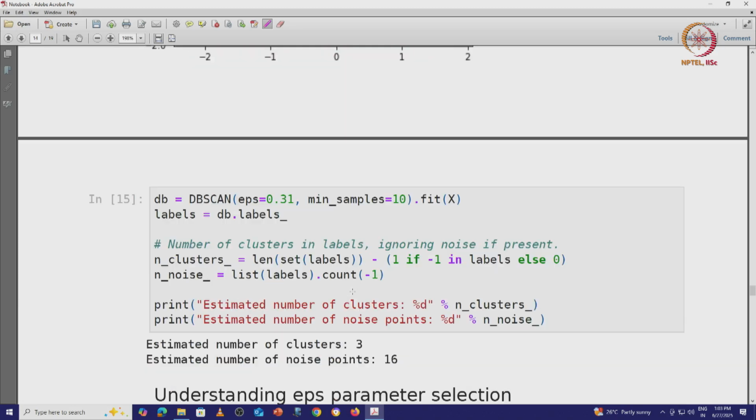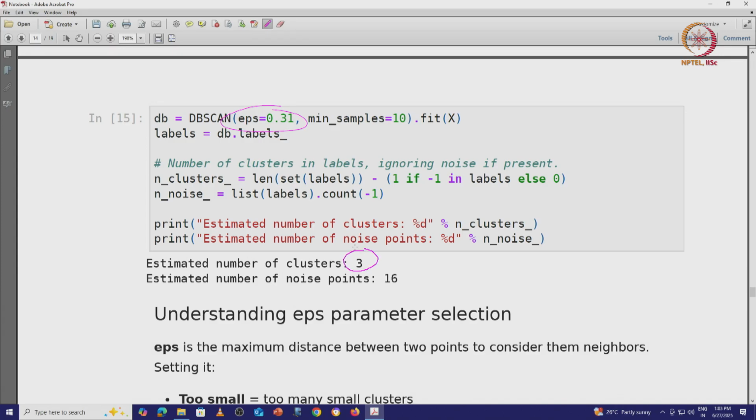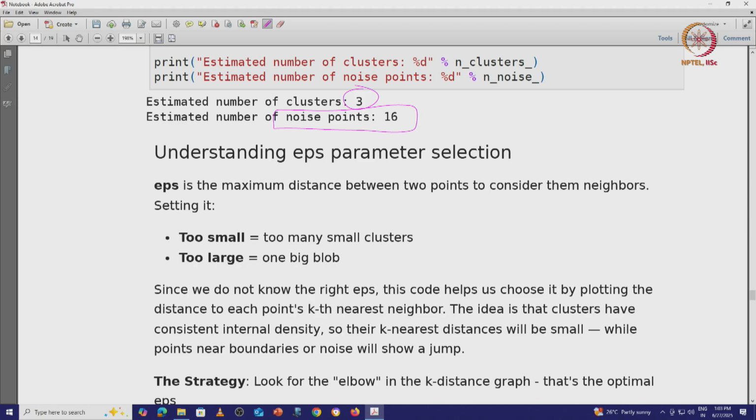So let's see. So here we have chosen the epsilon equal to 0.31. Again, you can make the kind of elbow plot that we did with the k nearest neighbors, and then see if that helps you. And here it is able to estimate 3 clusters, and of course there are some noise points here as well. Okay, so to recollect, epsilon is the maximum distance between 2 points to consider them as neighbors. If you make it too small, there will be too many clusters, and you won't really get physical insight. And if you make it too large, then there is one big blob, right.